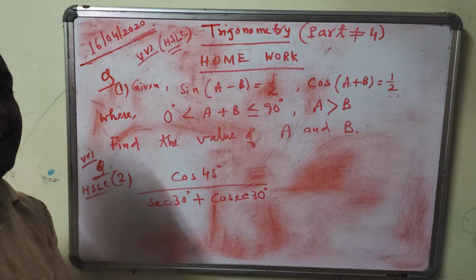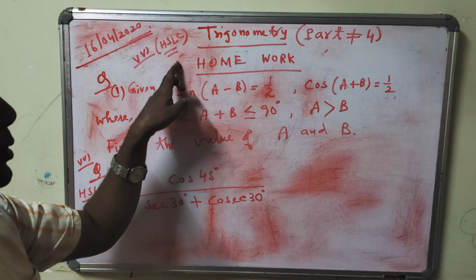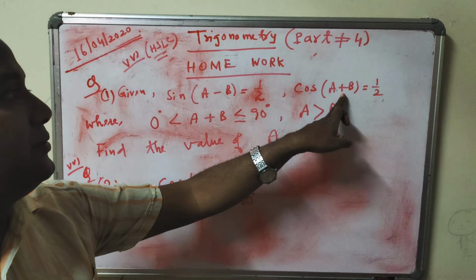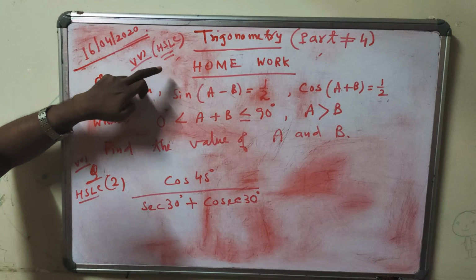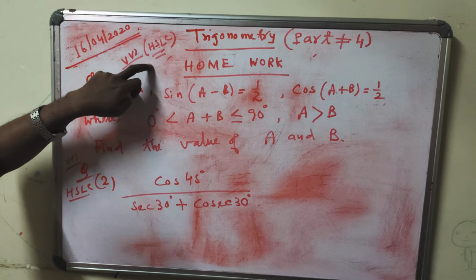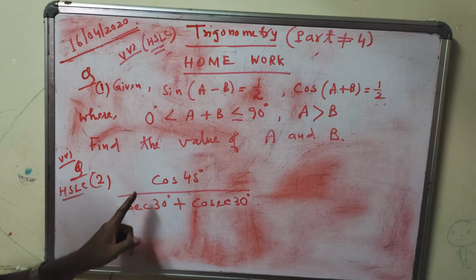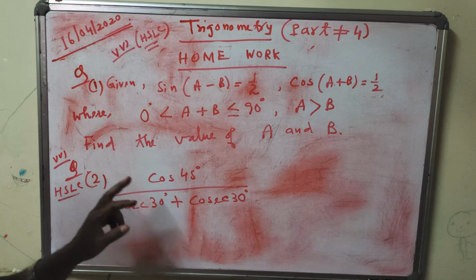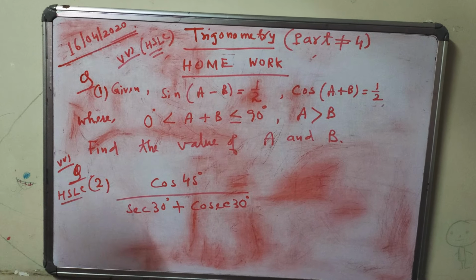Now you see, I have given two sums here for your homework. Given sin(a minus b) equals half and cos(a plus b) equals half. This is the condition. Find the value of a and b. Number 1. This is very, very important for SSLC 2021. And the second sum is cos 45 by sec 30 plus cosec 30. This sum has come most probably 2 or 3 times. So both these sums are important for 2021.